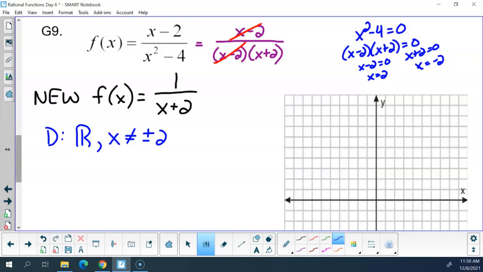Okay? Now, here's the kicker. What's my vertical asymptote? You said you didn't use it only for domain. Isn't it positive 2 and negative 2? Hold on. I've heard 2, I've heard negative 2, and I put x equals 2 and x equals negative 2.